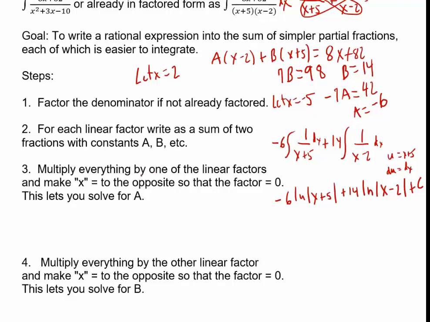Multiply everything by one of the linear factors and make x equal to something so that you end up with 0, and then that lets you solve for a. And then you do the same thing for b, and let that make the other term 0 as well. And then you have your a and b.